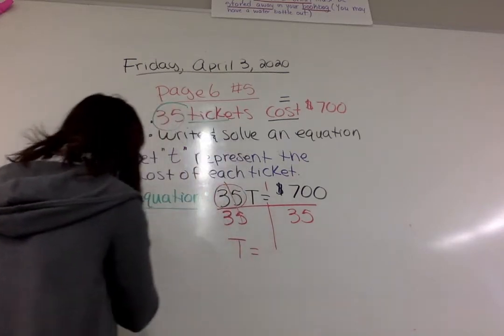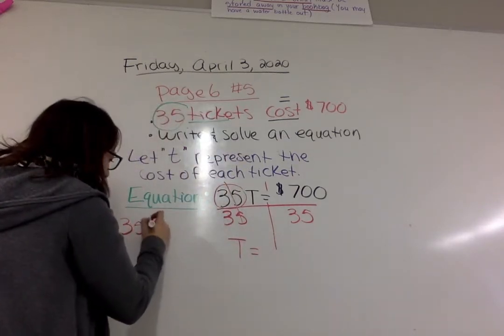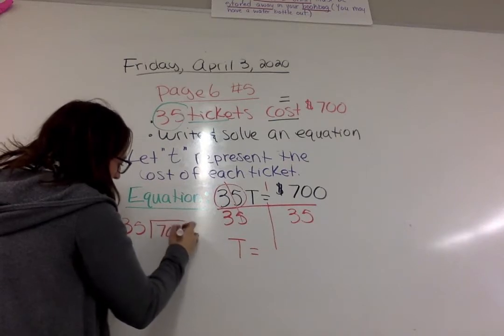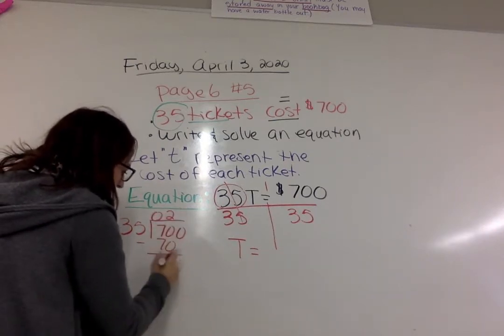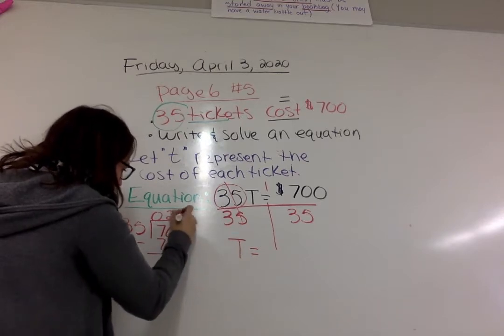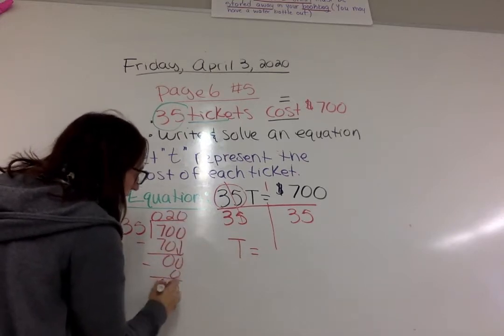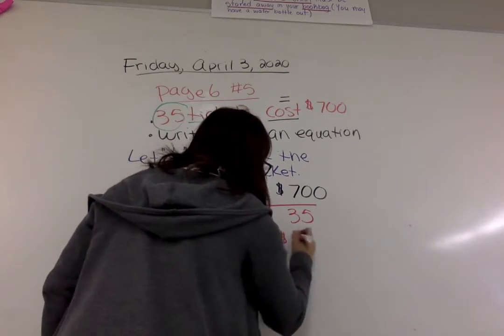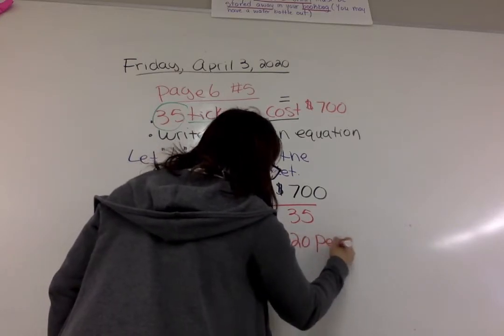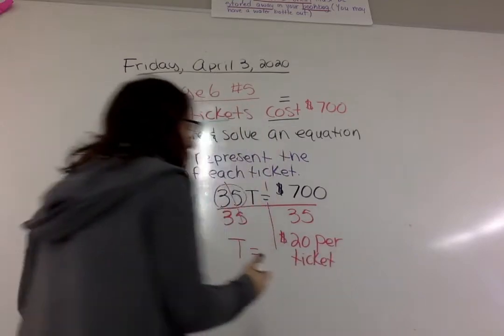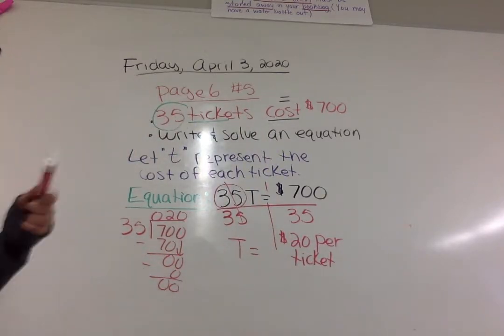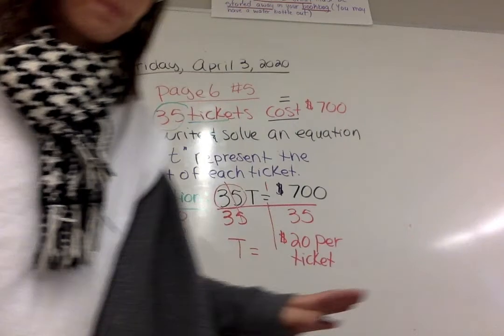Now, 35 into 700. This goes 0. This goes 2 times. This is 70. Bring down the 0. The answer would be $20. So t is equal to $20 per ticket, or whatever your variable is. It doesn't matter. Your variable is equal to $20 each and every single time.